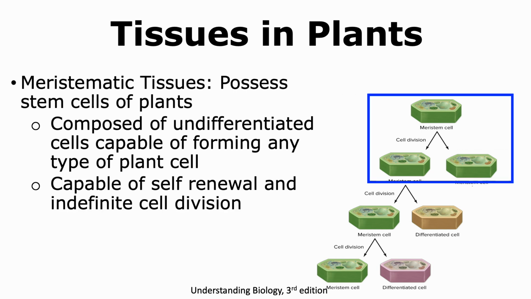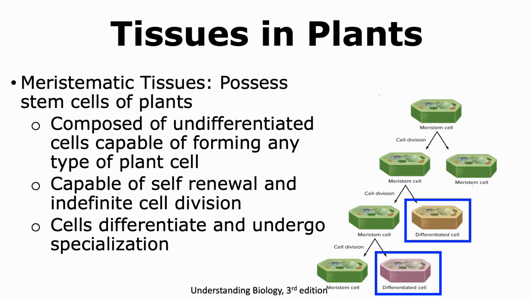They are capable of self-renewal, which means that they can undergo cell division to give rise to more meristem cells. They also can undergo cell division to give rise to different types of specialized cells, which are called differentiated cells.